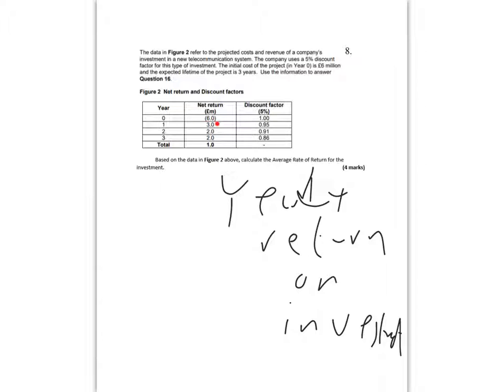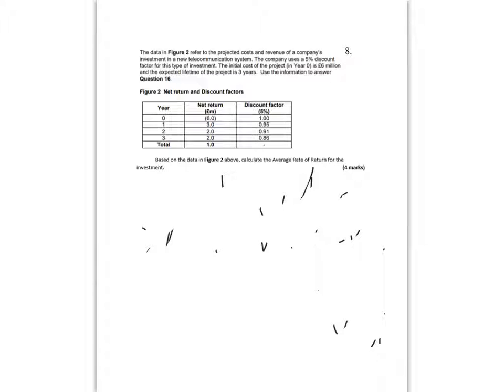I.e. net return, it's negative 6 million, because in year 0 that's the cost of the investment, so we spent 6 million. So what we're trying to do is find out what our yearly return is as a percentage of what we invested. So that's what we are trying to work out. I will go through step by step how we work out the average rate of return for the above.